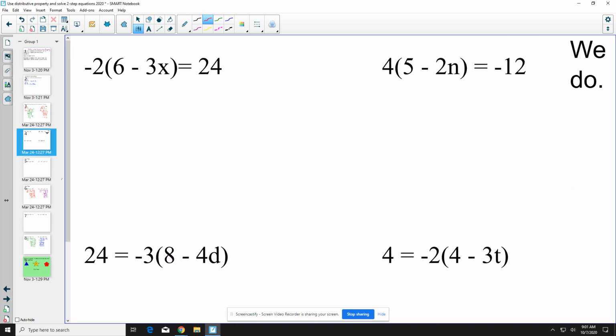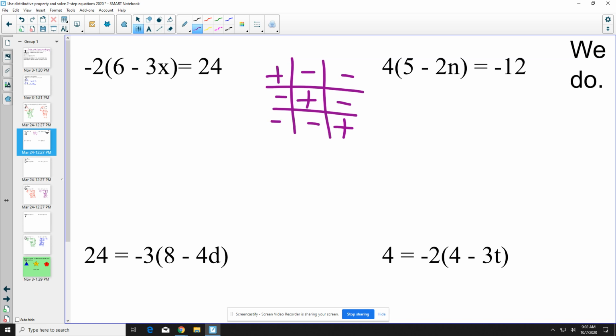Okay? So I want you to write down this first question in your notebook, so you have examples to look back at. Write -2, then in parentheses, 6 minus 3x equals 24. Okay, we're going to do this together. So our first step is use the distributive property. And you might want to go ahead and write down your tic-tac-toe chart for multiplying and dividing here, so we can remember whether our answer is positive or negative.